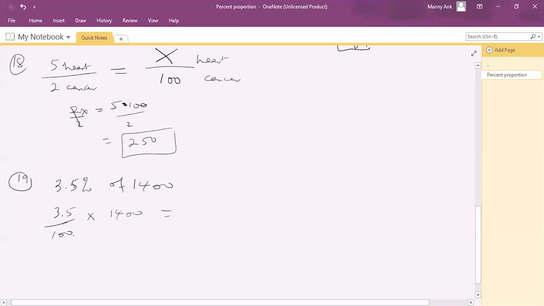Yeah, 0.035 times 1,400 is 49. So you get 49. So you can cross this out. If you're not too sure, you can put this over 1, then this will cross it out. Yeah, 3.5 times 14, you get 49. Or, as we said, you can change this to decimal, which is 0.0, 2 places, 3, 5, and then times 1,400. You get the same answer. 49.